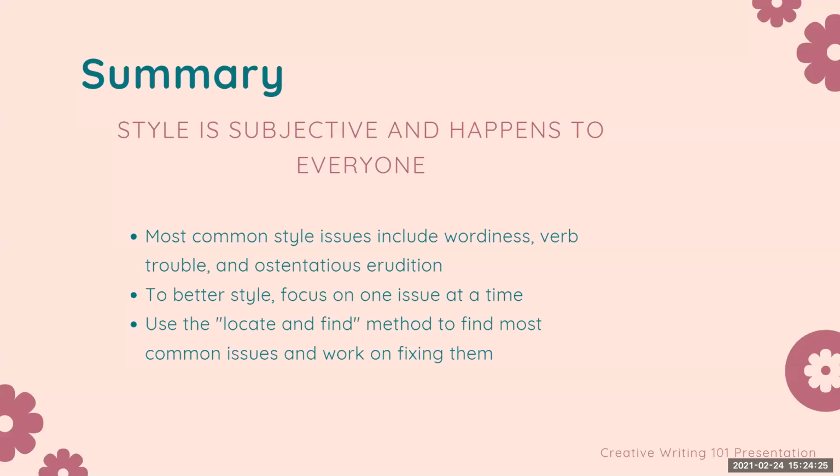All right, so to sum it up, style is very subjective and it happens to everyone. We're always changing our writing style depending on what we're reading, what we're learning, and the discipline that we are in. Most common style issues include wordiness, verb trouble, and ostentatious erudition. To better your style, focus on one issue at a time by using the locate and correct method to find the most common issues and work on fixing them. And really focus on the strategies that we've discussed in order to fix those issues.